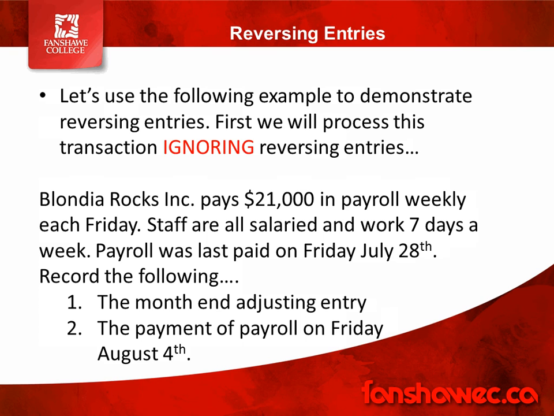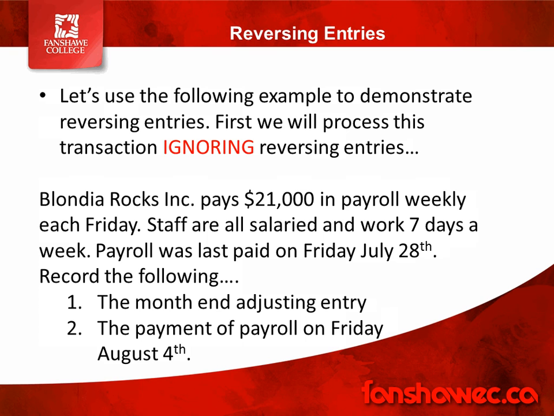All right, so we have Blondia Rocks. They pay $21,000 in payroll weekly, each Friday. Staff are all salaried and work 7 days a week, meaning that they generate $3,000 in payroll expense per day. Payroll was last paid on Friday, July 28th. We need to record the following things. So they get paid every Friday, for 7 days a week, and in total $21,000. So they make $3,000 a day. The last time we paid payroll was on the last Friday, which is July 28th.